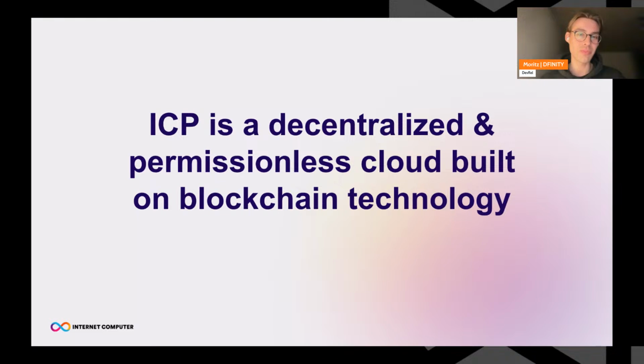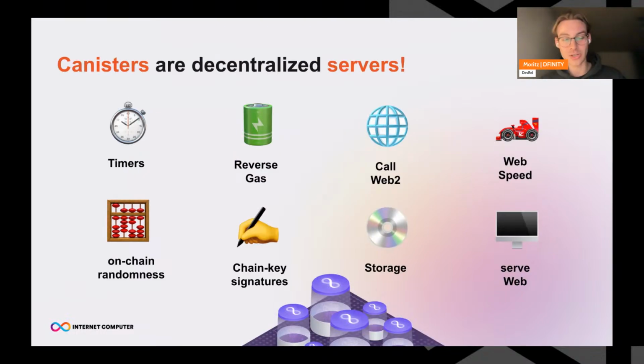So, quick reminder, the internet computer is a decentralized and permissionless cloud built on blockchain technology. Because it is a decentralized cloud, you can think of canisters, which is what we call smart contracts, as decentralized servers. That is because they have access to a number of pretty unique capabilities provided by the Internet Computer Protocol. The first one, in the top left corner, is timers. Using timers, you can automatically execute contract logic, either after a specified delay or periodically.